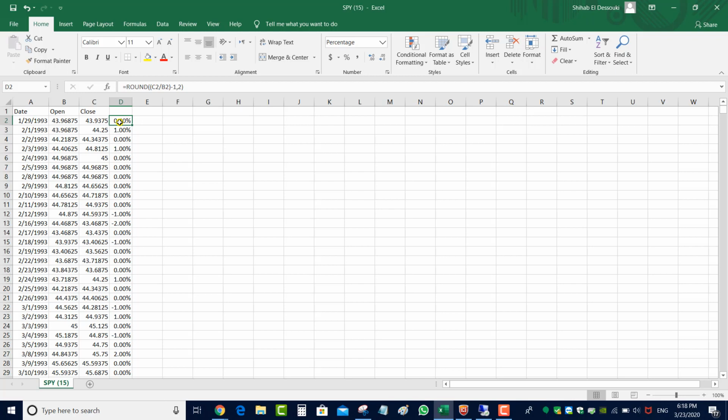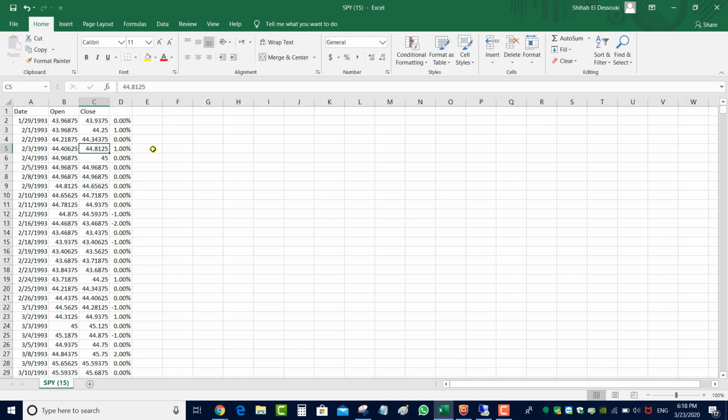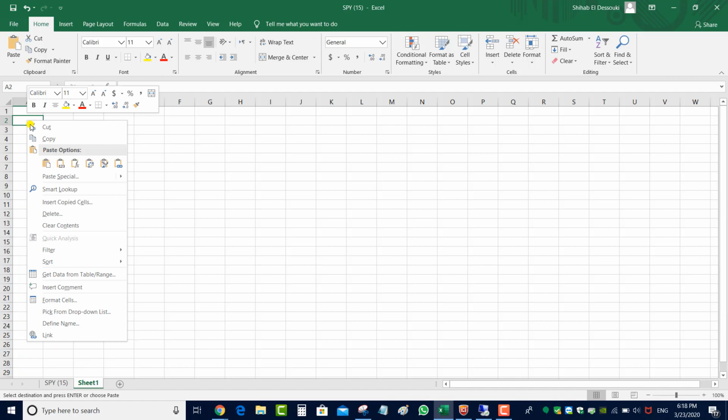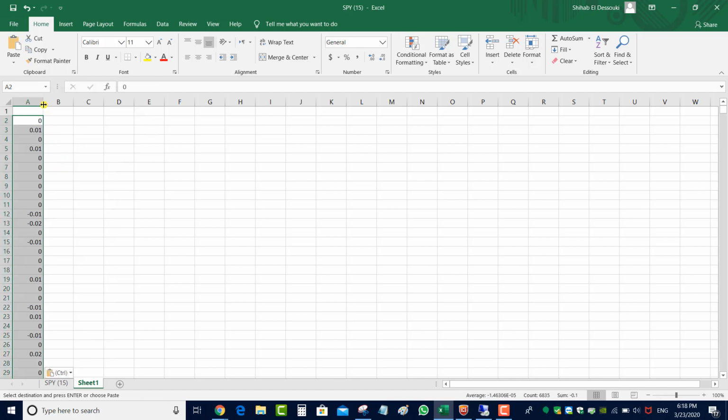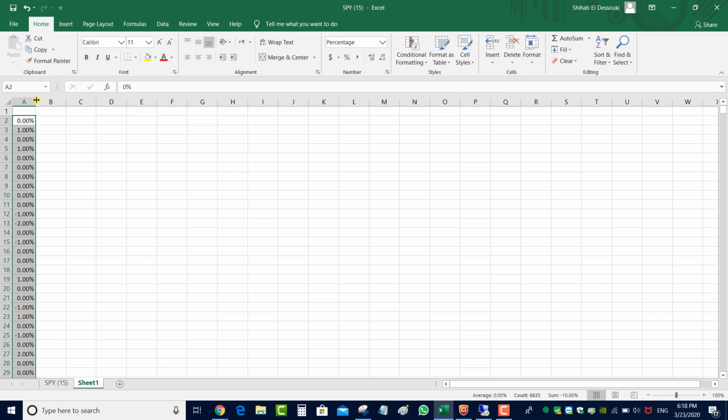So basically it's saying that on that day, January 29th, there was no change between the open price and the closing price of the SPY. In this case over here, February 3rd, there was a difference of 1% between the open price and the close price. Okay. So now I'm going to choose everything. I'm going to open another spreadsheet. I'm going to paste as values, and I'm going to put it as percentages again so it's easier to read.